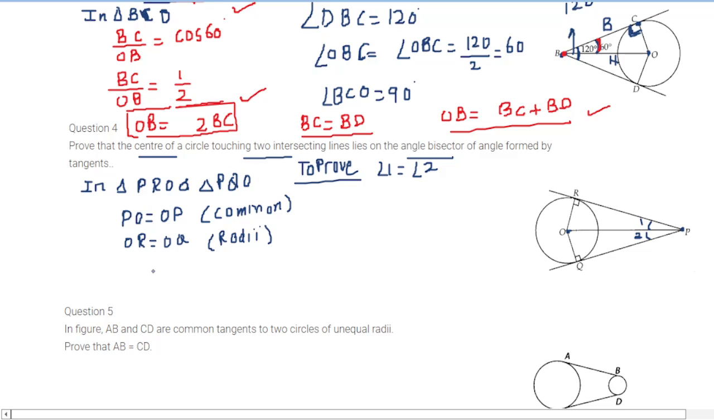Angle ORP is equal to angle OQP. Why are these equal? Yes, both are 90 degrees. Both are right angles, so these are equal. So by RHS congruency, we can say that these two triangles are congruent. Hence by CPCT, we can say that angle 1 is equal to angle 2.